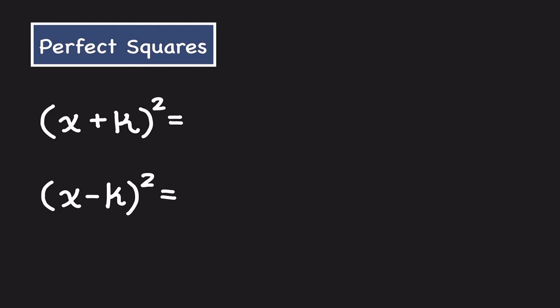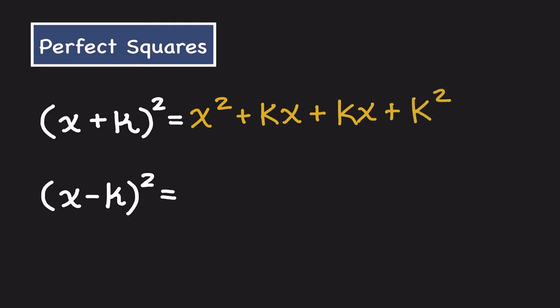Okay, before we derive the quadratic formula, let's review a couple of perfect square patterns. So here we have x plus k squared, and if we FOIL that out, our first term will be x squared. Then we'll have a k times an x, plus another k times an x, plus k squared. And cleaning that up, we'll get x squared plus 2kx plus k squared.